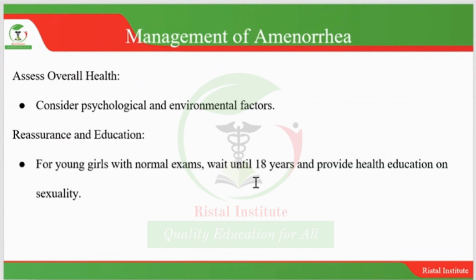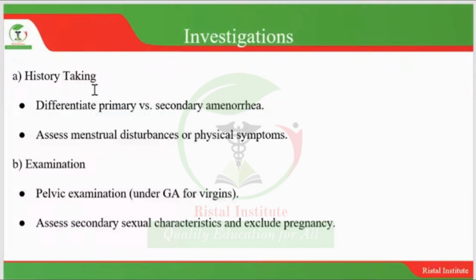Investigations. Here we differentiate primary and secondary amenorrhea. Take the woman's history to find out whether what she's experiencing is primary or secondary amenorrhea. Then assess menstrual disturbances or physical symptoms surrounding the mother. Then examination, pelvic examination, which should be done gently to avoid pain because it can be very painful. Assess secondary sexual characteristics and exclude pregnancy. Someone may complain of amenorrhea when indeed she is pregnant, so this should also be ruled out.